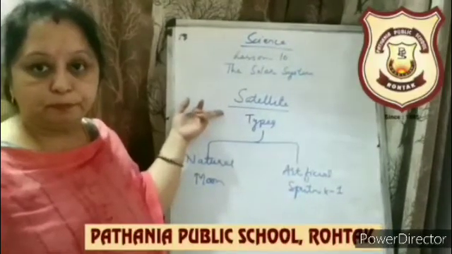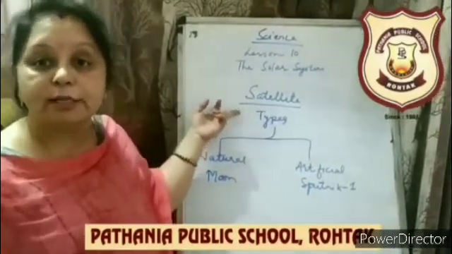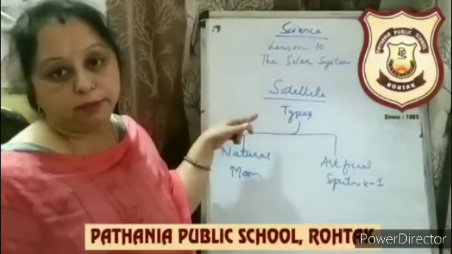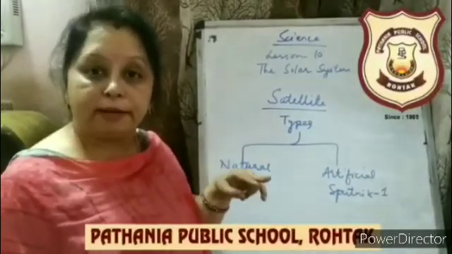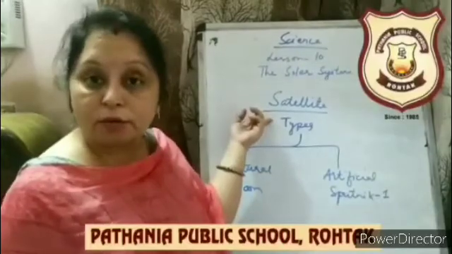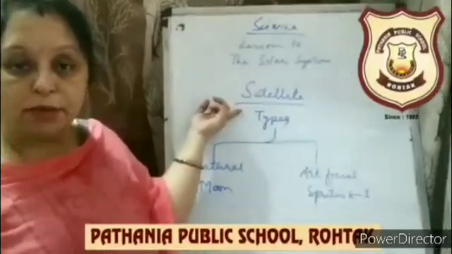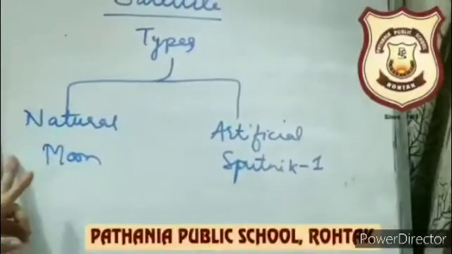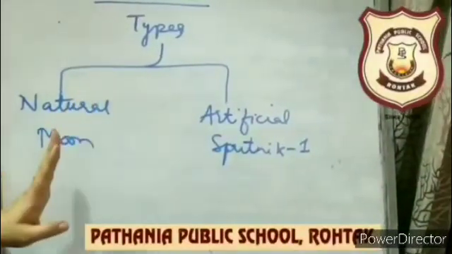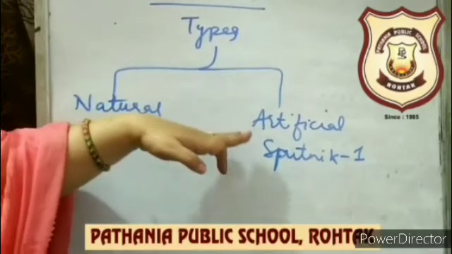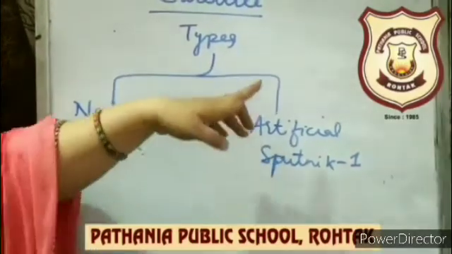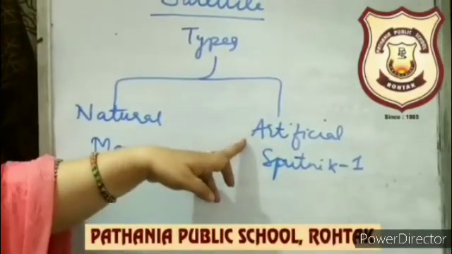Now satellite. What is a satellite, beta? Heavenly bodies that revolve around a planet. Okay? The heavenly bodies that revolve around the sun are called planets, and heavenly bodies that revolve around a planet are called satellites. Satellites are of 2 types, natural and artificial. A natural satellite is a natural object that revolves around a planet. That is the moon. An artificial satellite is a man-made satellite that is sent to orbit around the earth.